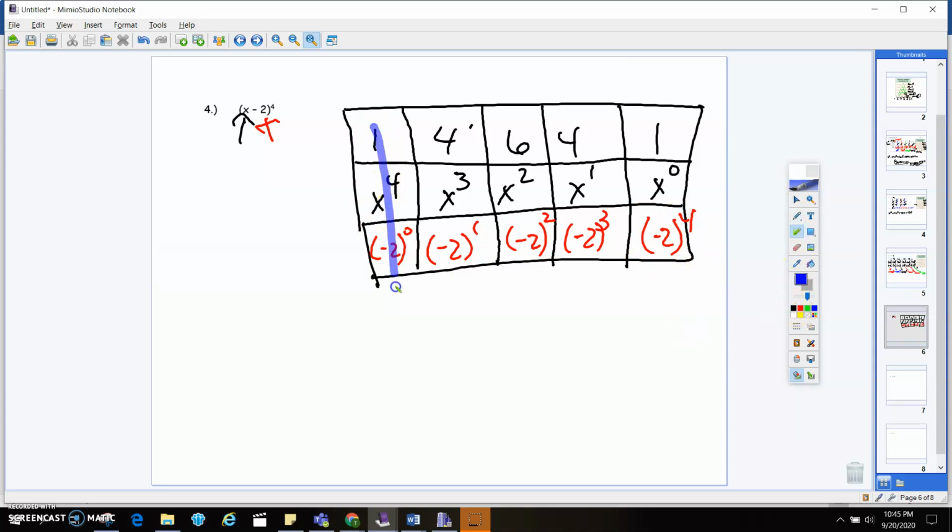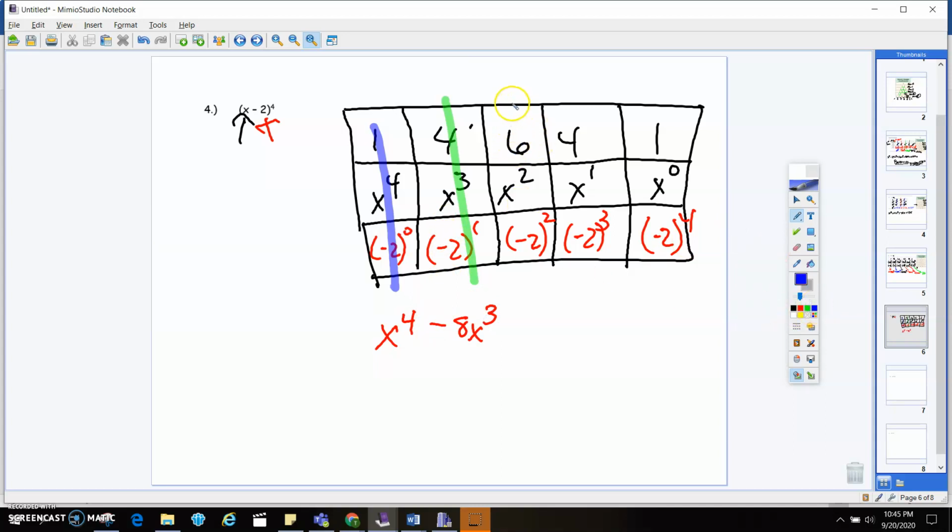Now we're going to multiply everything that's in this column. So it's going to give me x to the 4th. We're going to multiply everything that's in this column. So that's going to give me 4 times x to the 3rd times negative 2, which is going to give me negative 8x to the 3rd.